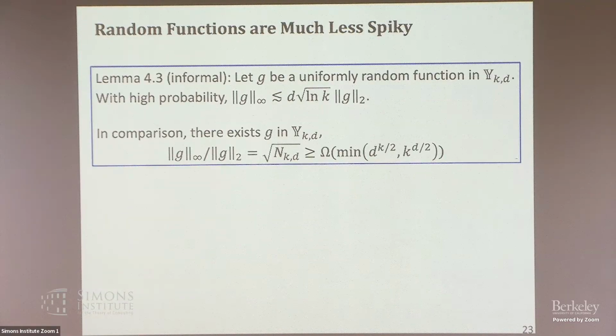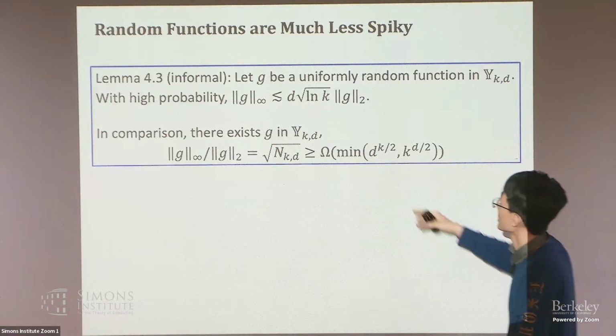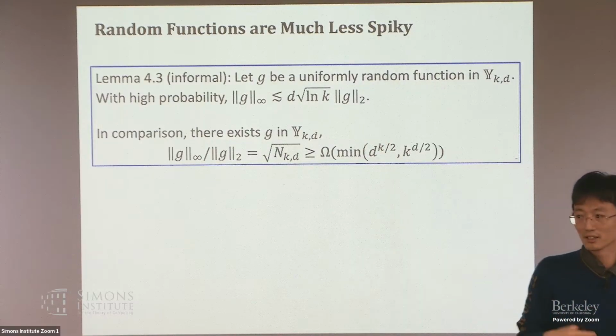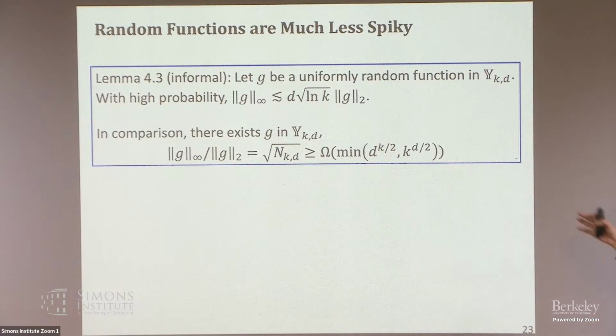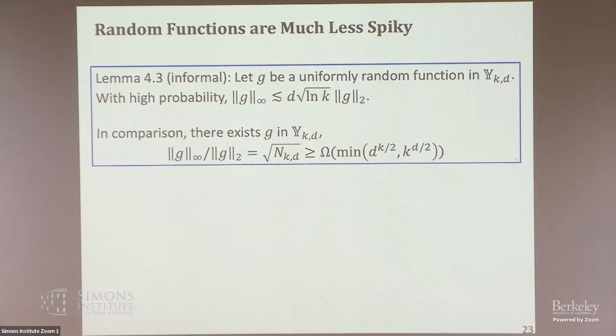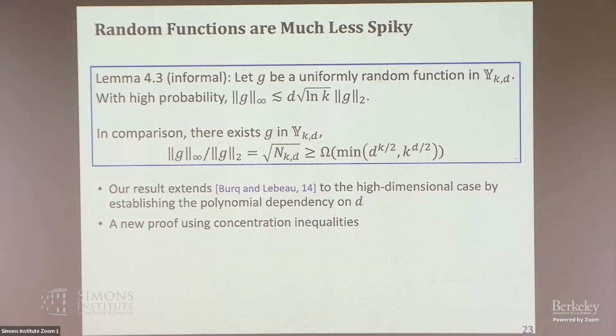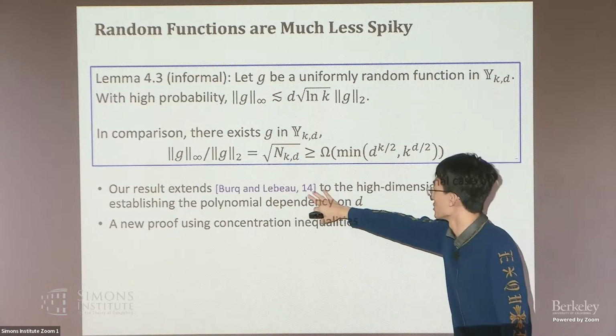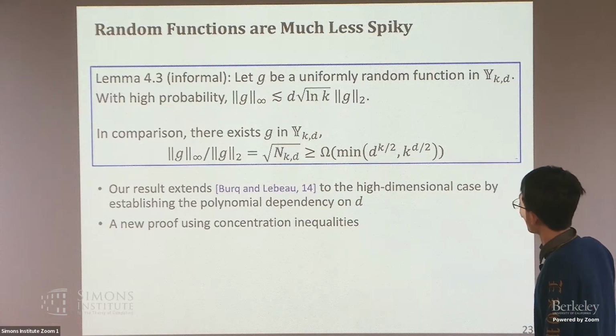And what we can prove is that if you draw the function g uniformly at random from this Y_kd, then the ratio becomes d times square root log k, as opposed to N_kd, which is exponential in k and d. Now it's polynomial in d and actually logarithmic in k. So basically the random functions are much less spiky, and in comparison, as I said, this ratio is much bigger. Some mathematicians working on spherical harmonics proved this for the low dimensional case.